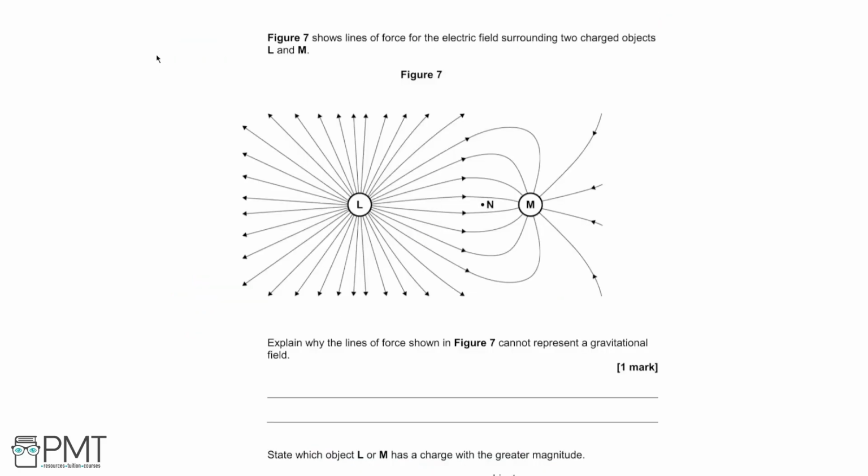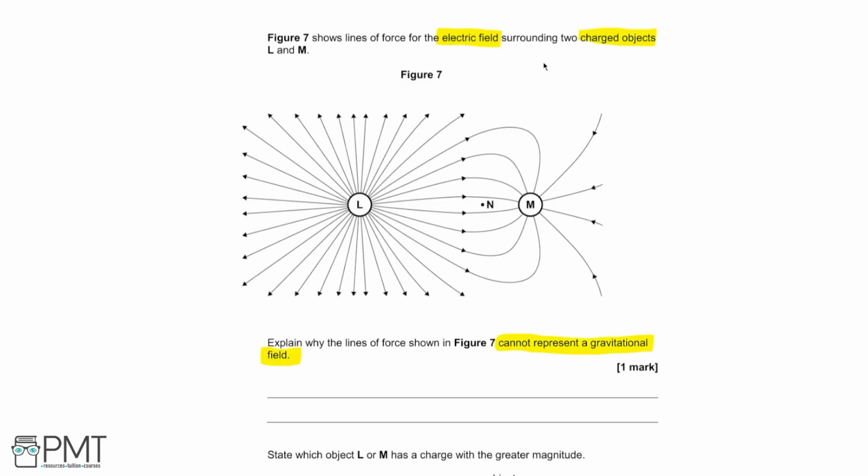The next part of the question is about electric fields, and it says, Figure 7 shows lines of force for the electric field surrounding two charged objects, L and M. And so we see one charge L and another charge M. And they're of opposite charges because the field lines from one charge go into the other. The question says, explain why the lines of force shown in figure 7 cannot represent a gravitational field.